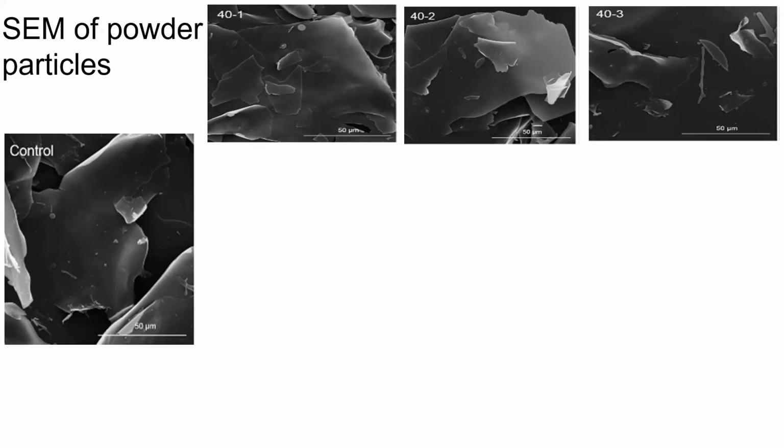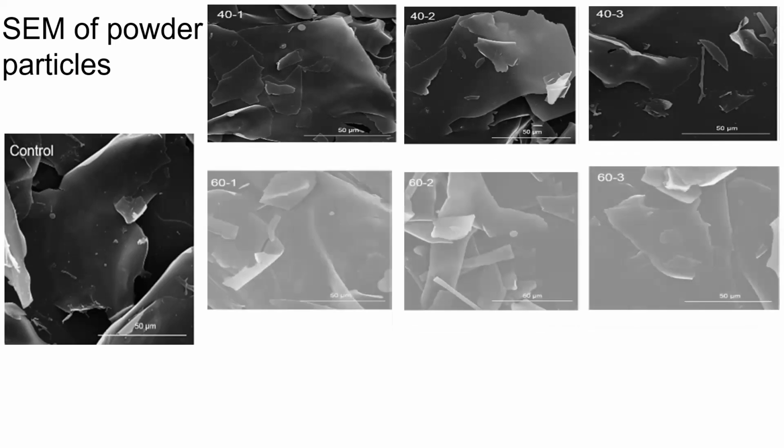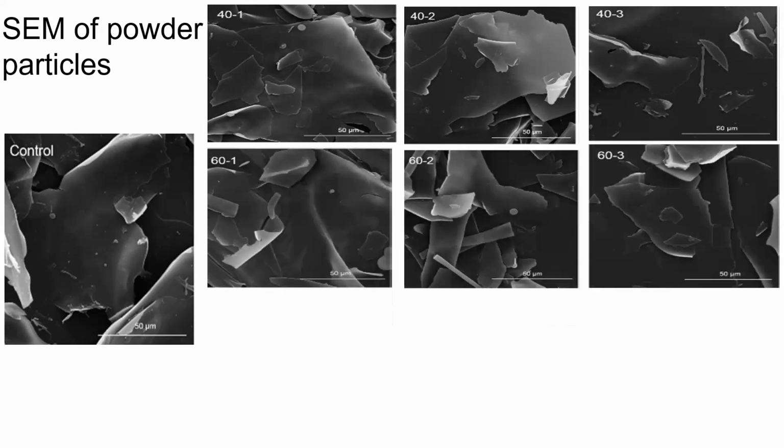As we go further, even in 60 or 80, we can see that there are some smaller particles. But the coalescence that I talked about in the particle size is not very visible here, because it's all dry sample, not liquid. But if you compare with the control sample, we can see that there are more broken down particles here. More particle breakage happened here.